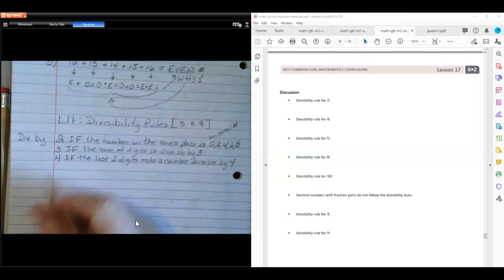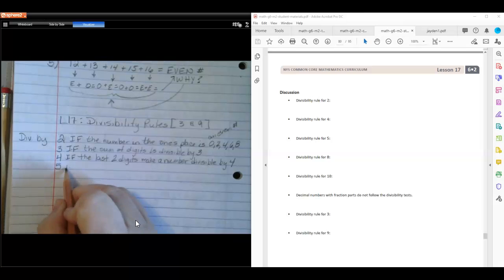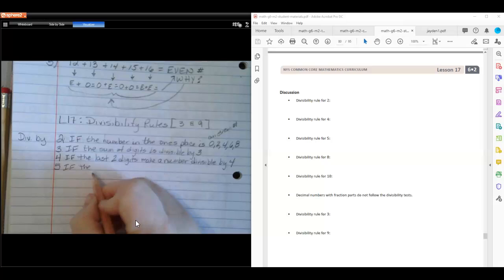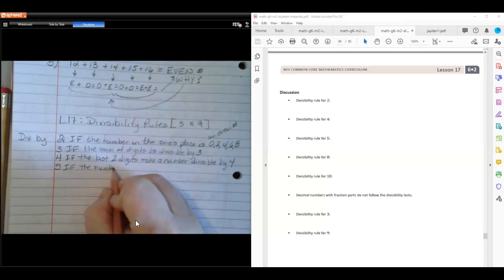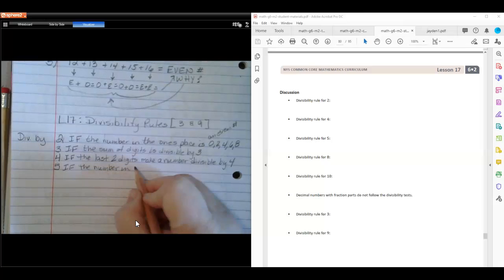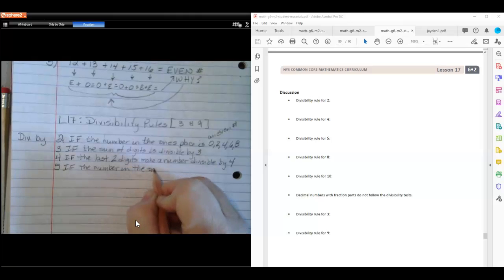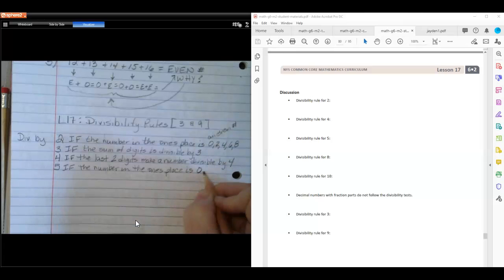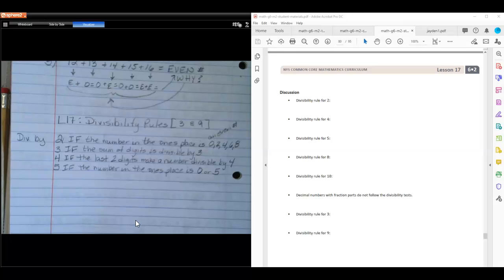Okay, now 5 is super easy. It's divisible by 5 if the number in the ones place is 0 or 5. Period. End of statement. If it ends in a 0 or a 5, then it is definitely divisible by 5.